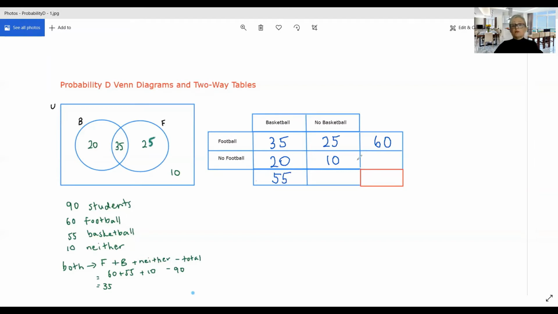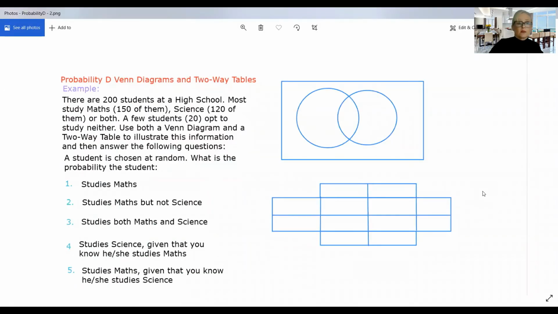Our total number for not playing football should be 30. Our total number for not playing basketball should be 35. And both those numbers should add up to our total, as should both of those. So it's a really good little check just to make sure that you're on the right track and that everything's adding up correctly. Okay, so we're going to do an example here.